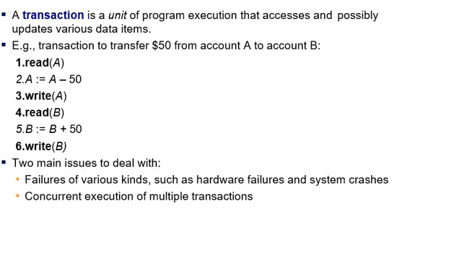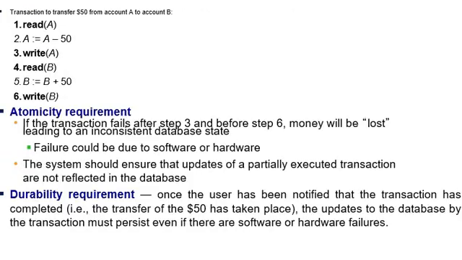The two main issues to deal with are failures of various kinds, such as hardware failures and system crashes, and concurrent execution of multiple transactions. The transaction to transfer 50 from account A to B is as follows. The atomicity requirement: if a failure occurs after step 3 and before step 6, money will be lost, leading to an inconsistent database state. The failure could be due to software or hardware.